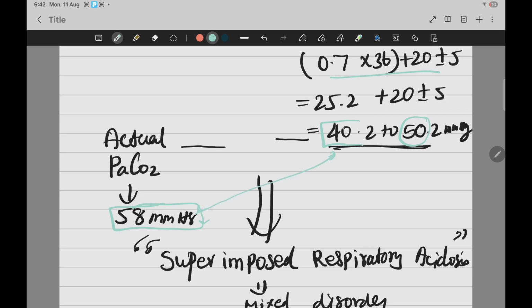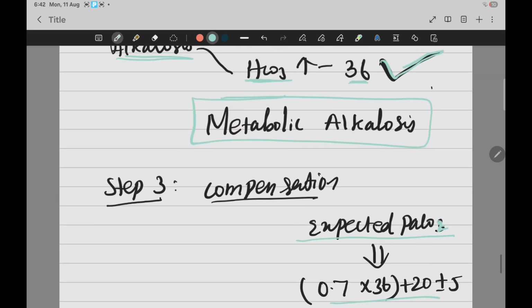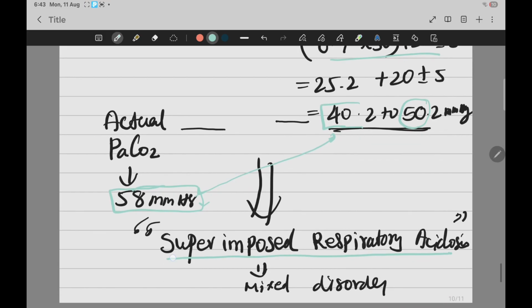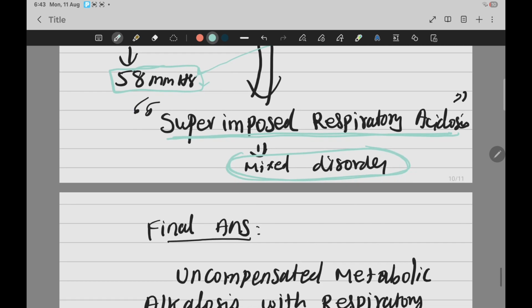Okay, so when PaCO2 is more than expected, we can call it a superimposed respiratory acidosis. You are thinking, till now we were talking about metabolic alkalosis, but when the PaCO2 is more than the expected, it goes to a superimposed respiratory disorder. Two systems were involved, mixed disorder. This is called two systems involved and mixed disorder. Okay, it's very important. This is a mixed disorder.